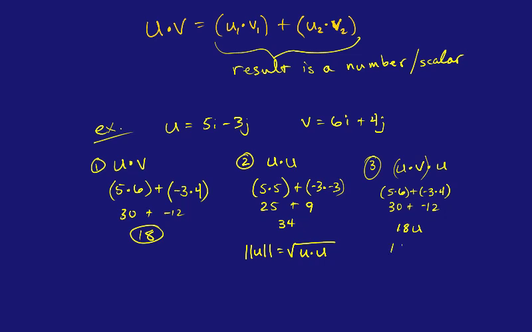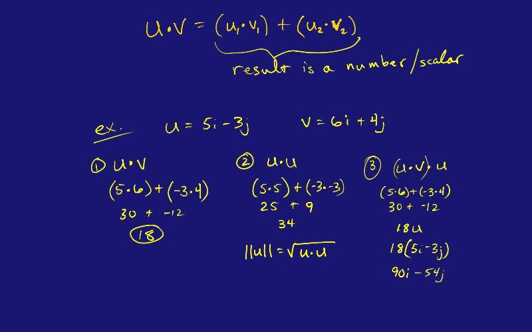Well, my answer now that I'm multiplying 3 vectors together is actually going to be another vector, because I can only multiply 2 of them together first, and that gets me a scalar. And then when I multiply the scalar by the vector 5i minus 3j, I get another vector. So 18 times 5 is 90i minus, and then 18 times 3 is 54j.